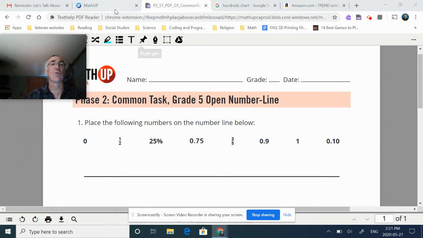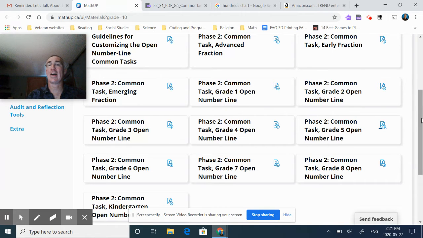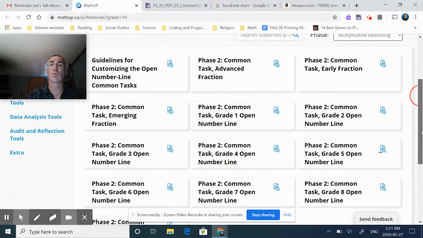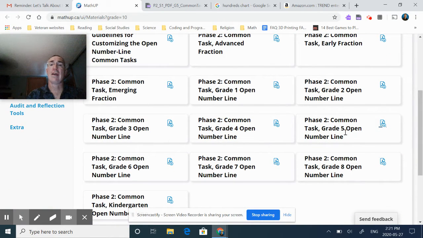This week we are again looking at our Math Up program that we follow here at Ottawa Catholic School Board and at St. Emily's School. We're still in that multiplicative reasoning stage, looking at phase two. This week, we're looking at the common task for the grade 5 open number line.